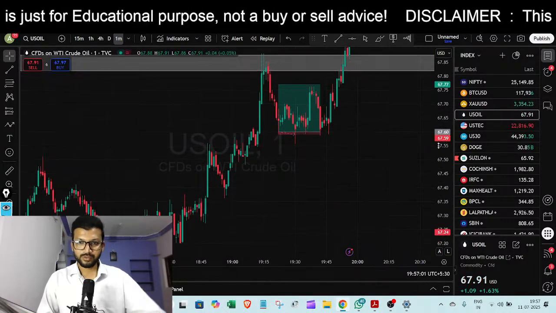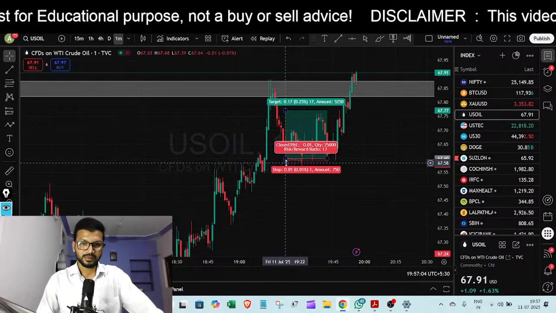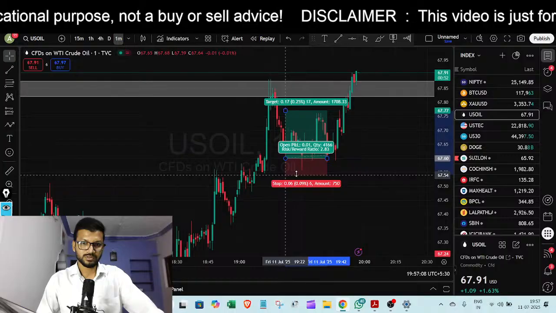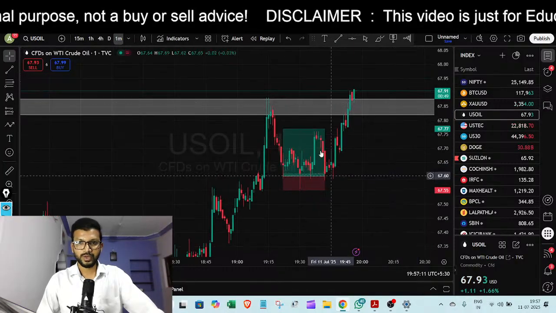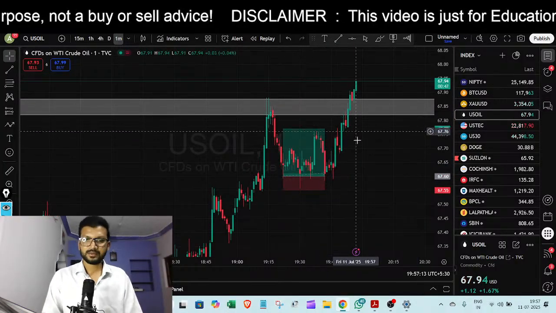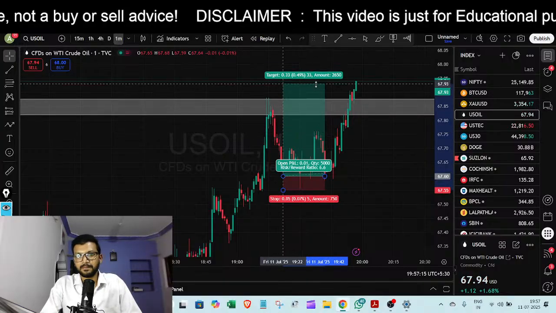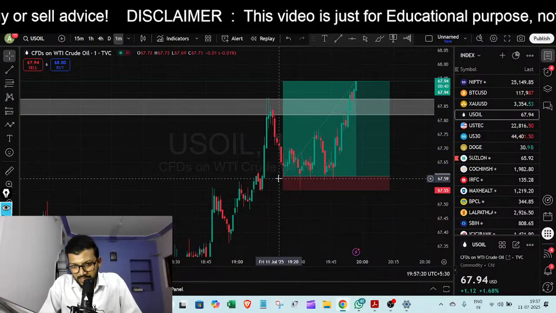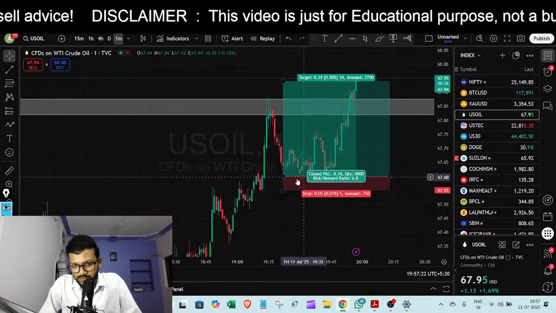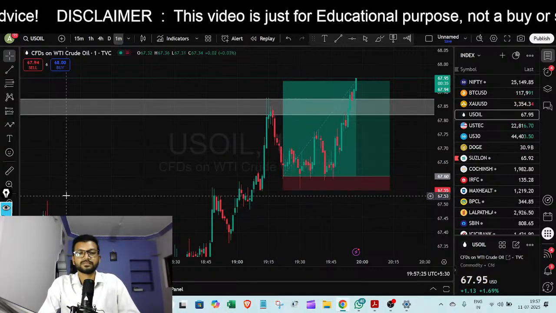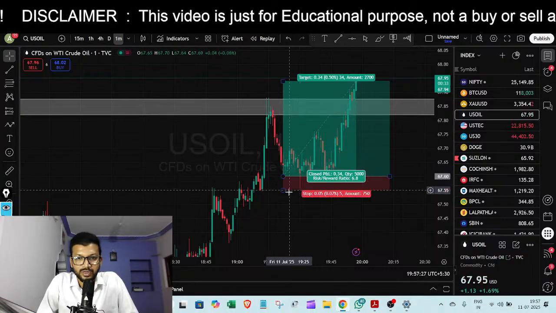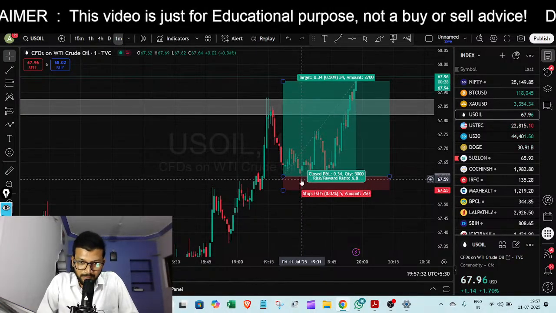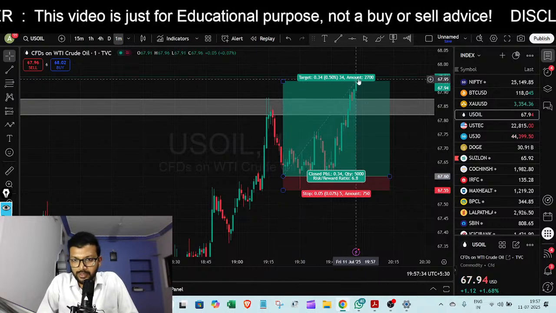So look at US oil. Our entry was perfect, but we trailed our SL to cost. If our SL was below this order block, we would have gotten an excellent TP. So this was around a 1:6 trade. We entered exactly at this level because of this order block, and look at the target. But unfortunately, we trailed our SL to cost. Then this spike hit our SL. Otherwise, we would have captured this move.